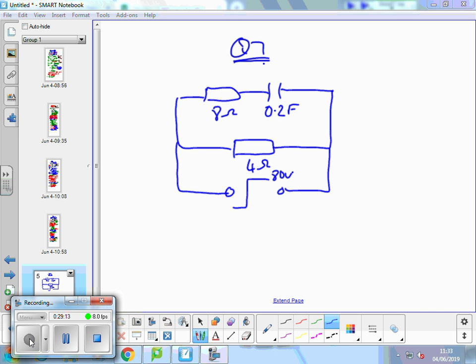And we've been asked to determine the expression for the current. So let's start off by saying Vs is equal to 80 over s. That's easy, we know how to do that.